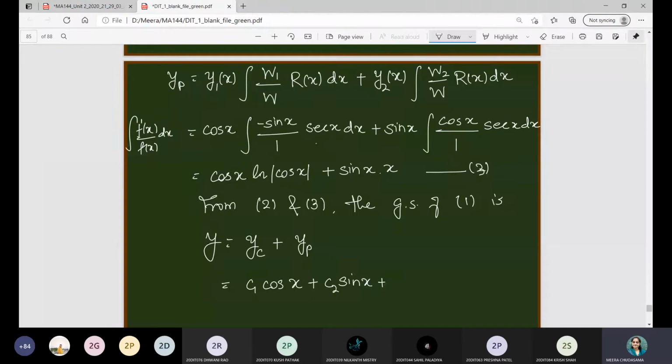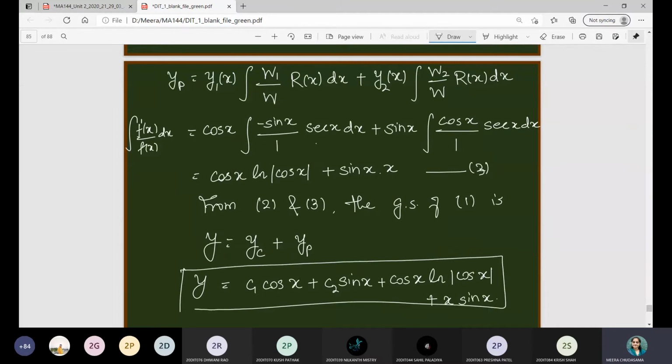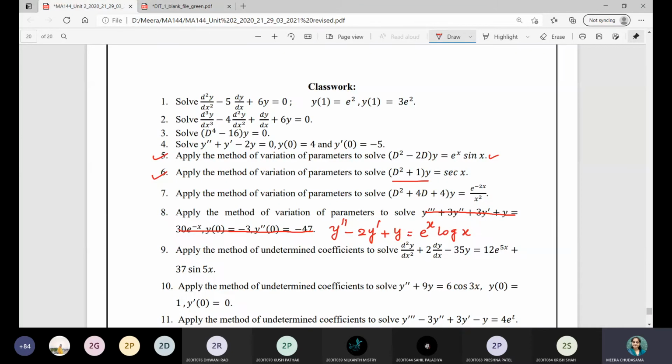So it is cos x ln cos x plus x sin x. So this is the general solution we have, where c1 and c2 are constants. So this is the complete solution of the differential equation which we were asked to solve, right? So the sixth one is done.